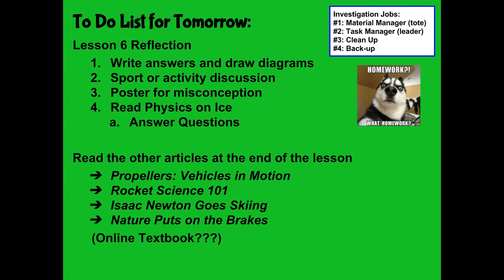So your to-do list today looks like this. You have 4 steps to do for lesson 6, including reading the physics on ice. And then you have a number of different articles that you can choose from to read when you get done. One is on propellers, one's on rockets, skiing, and then brakes. And don't forget that you do have access to your online textbook. So instead of reading them, you can always go online and listen to them.